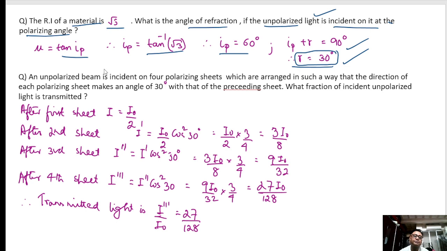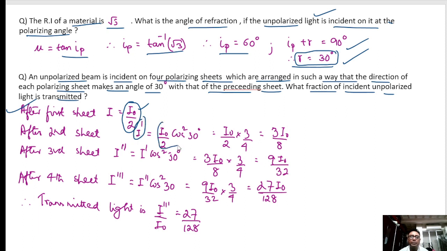An unpolarized light beam is incident on 4 polarizing sheets which are arranged in such a way that the direction of each polarizing sheet makes 30 degrees with that of the preceding sheet. What is the fraction of the light transmitted? After the first sheet, it will be I0 by 2, right? After the second sheet, it will be I0 by 2 cos square 30, which is this.